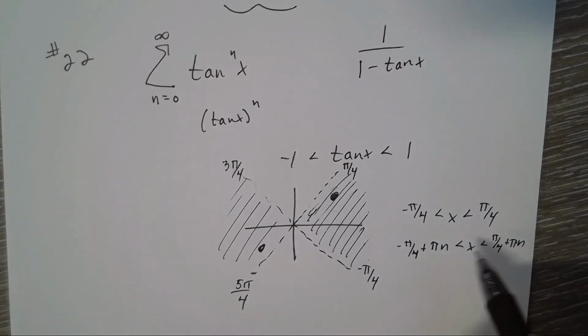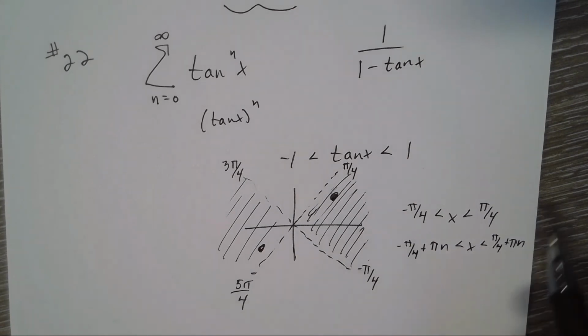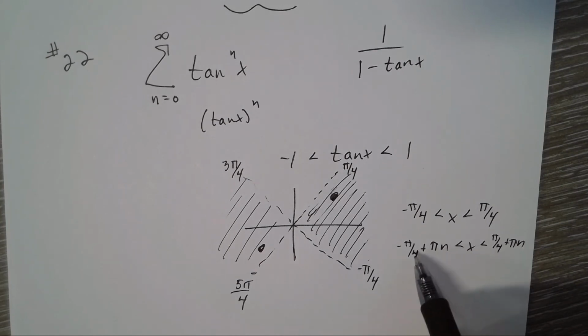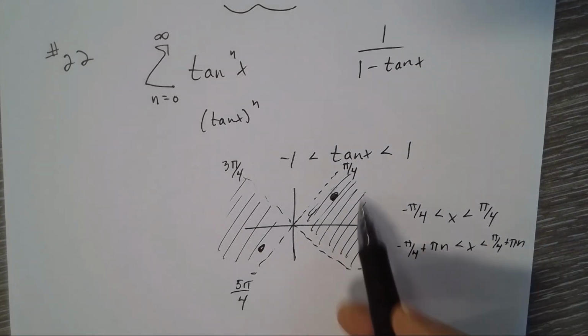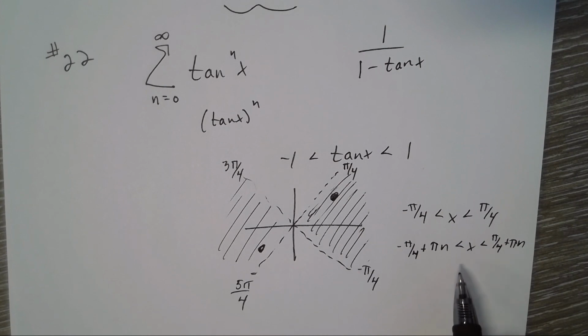So if n is 0, then we're between -pi/4 and pi/4. If n is 1, now we're between 3pi/4 and 5pi/4. If n is 2, then we're right back over here, and so on. So that would be our answer. As long as x is between this and this, it would converge.